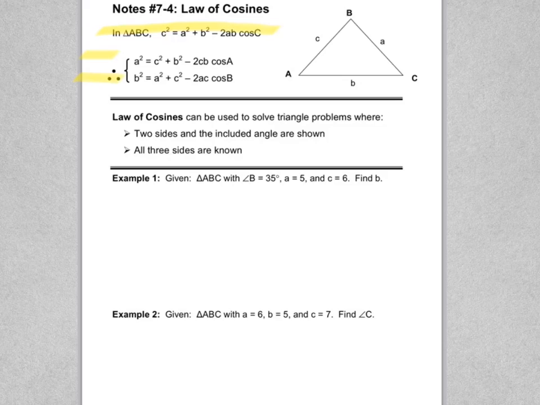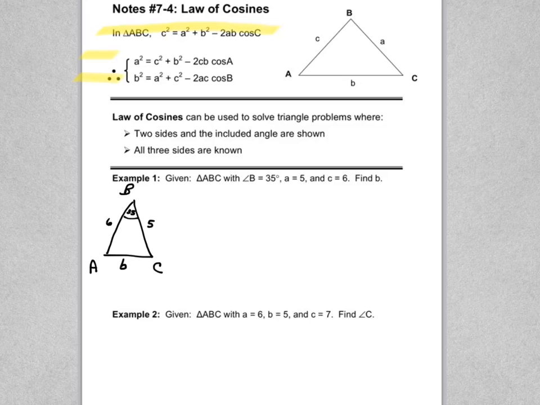Again, what you're going to do is label your triangle, draw it. So this time we have to draw a triangle. So we have A, B, and C. We've got 35 degrees. Okay? And we've got A is 5, so that's over here. And we've got C is 6, across from C. And we want to just now find B. They don't give us find everything, just find B. Okay? So this is the one we're looking for.